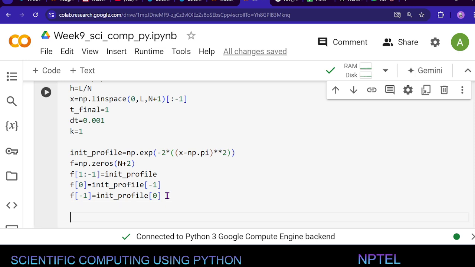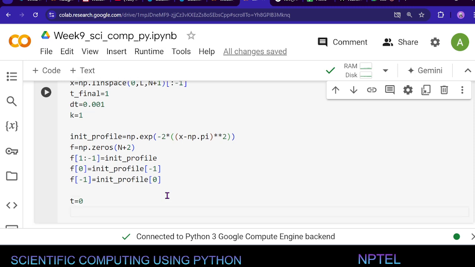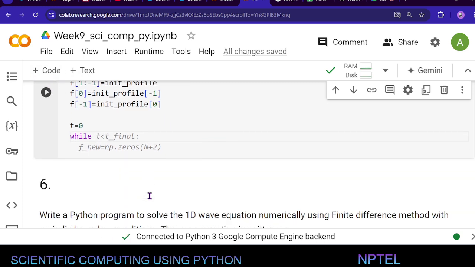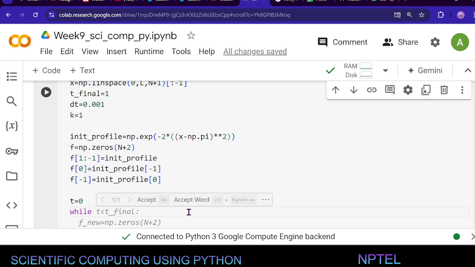Okay, and we start with t equal to 0 as usual, then use a while loop. You can also use a for loop like the professor does. In that case you have to specify the number of time steps in advance, which will be just int of t final divided by dt. But let's stick to what we have been doing. While loop, while t is less than t final.